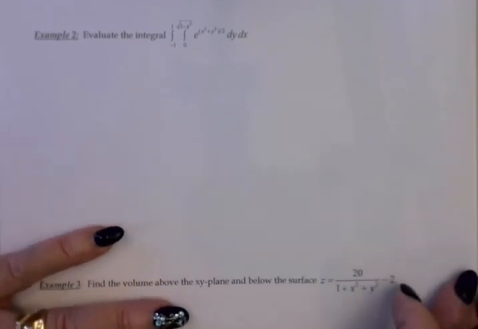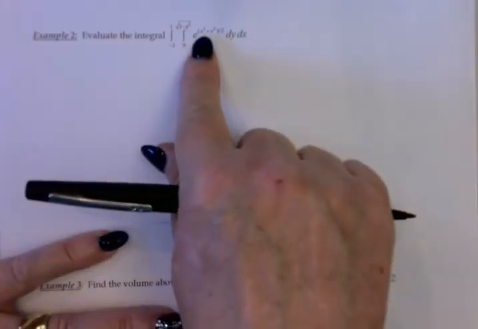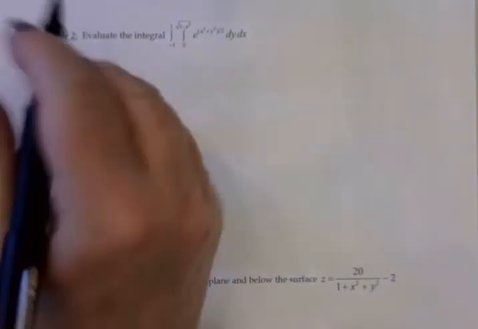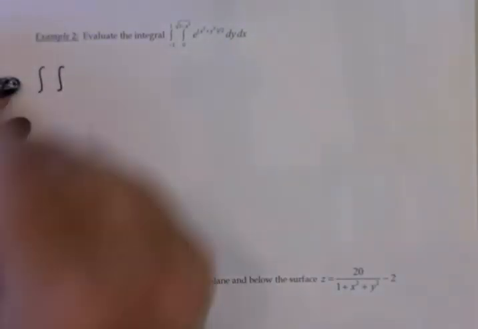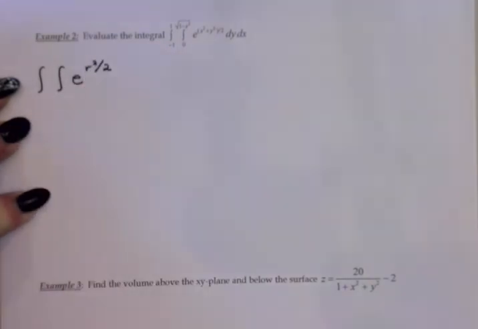Therefore, I think I'll be much better off if I can go to polar coordinates, and I can replace that x squared plus y squared with an r squared. So let's start by doing that much. I will have e to the r squared over 2.